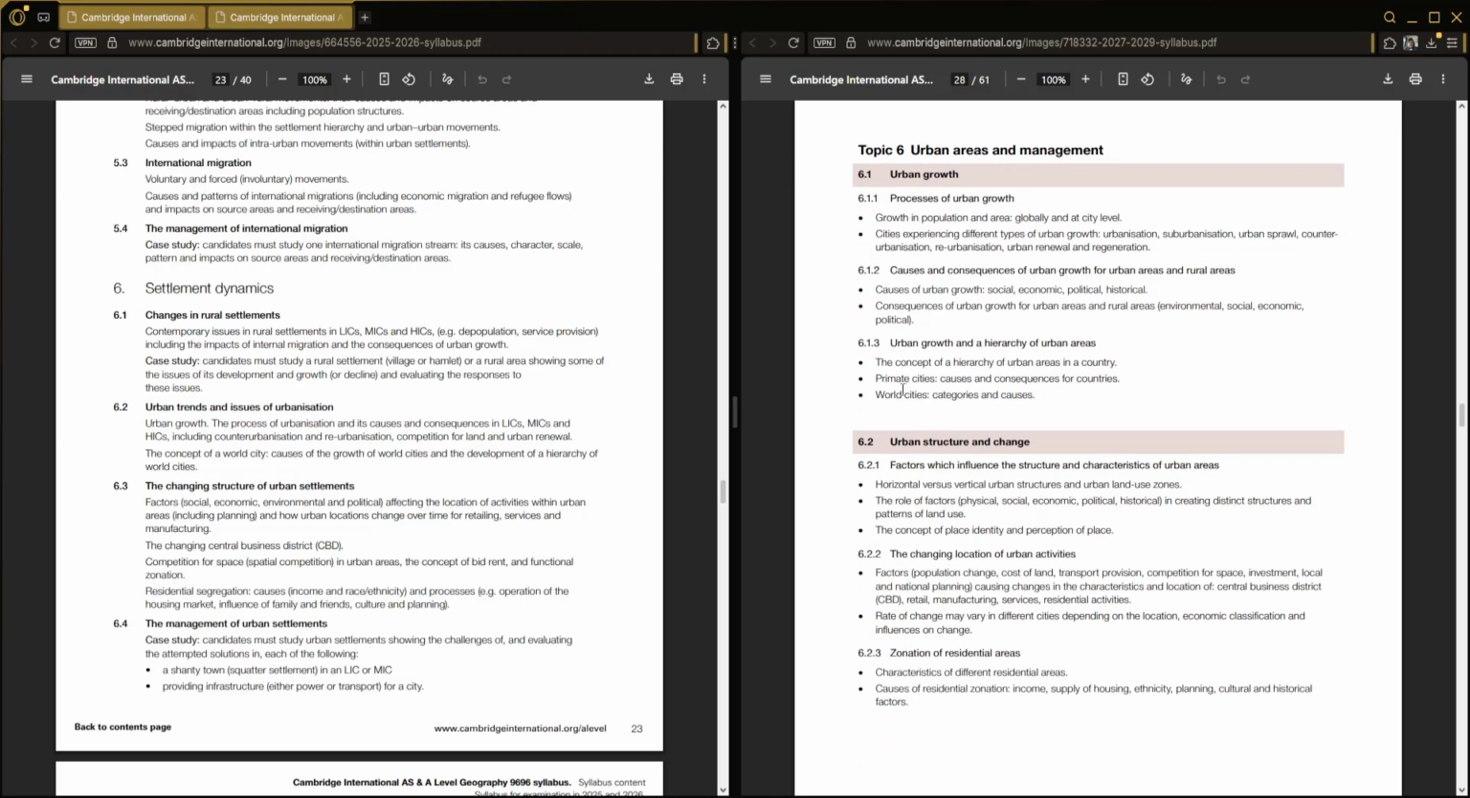What has changed is that you had to learn world cities before over here, the concept of world cities, but you didn't know what primate cities was.